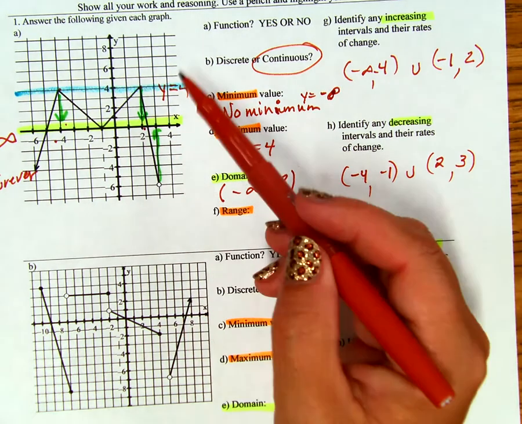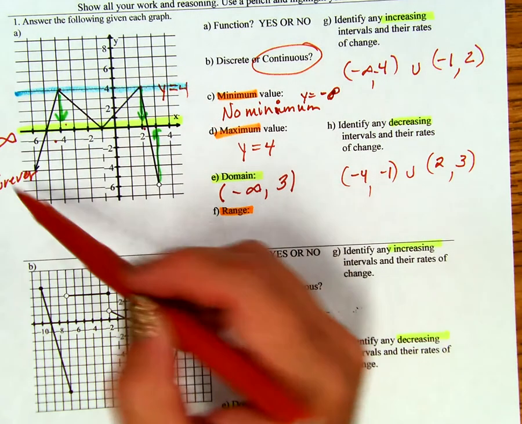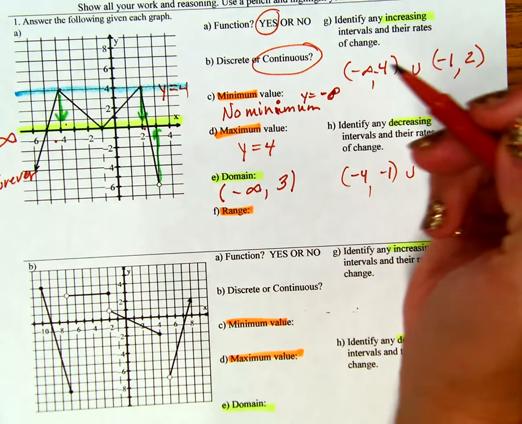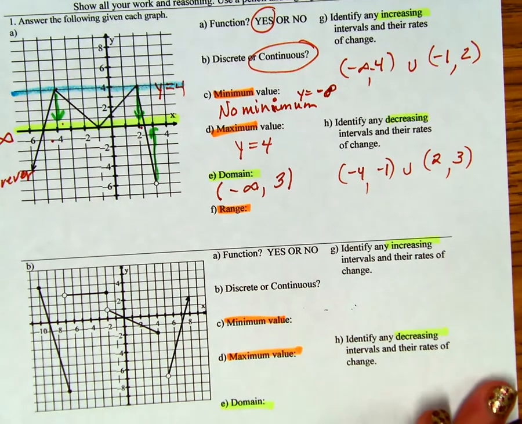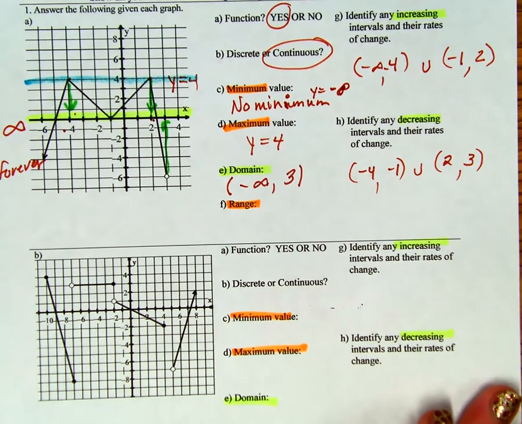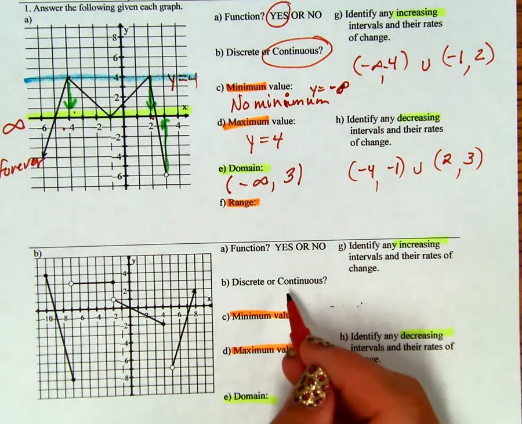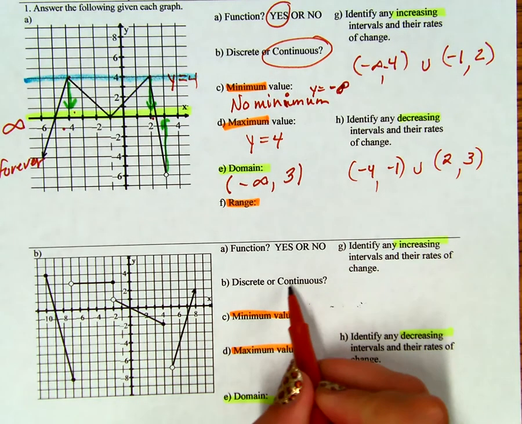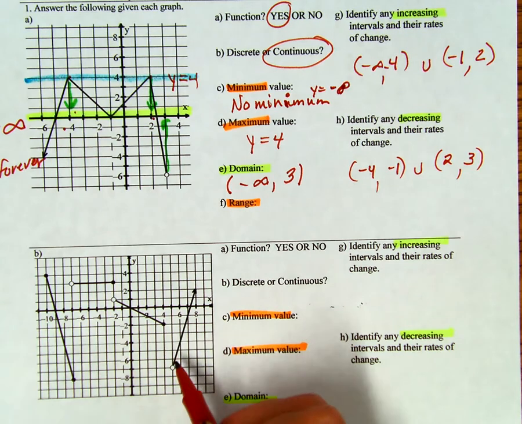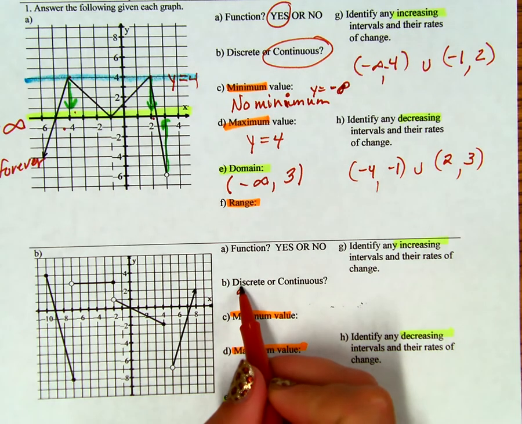Is this a function? Doing the vertical line test, it only touches once in all places. Yes, it is a function. For every x, there's only one y. Let's take a peek at the second graph. Is the second graph continuous this time? Nope. Not connected that I can trace the whole time. Is it discrete dots?